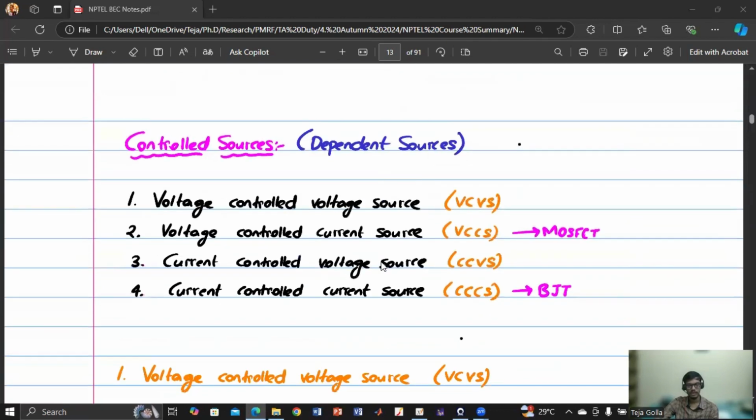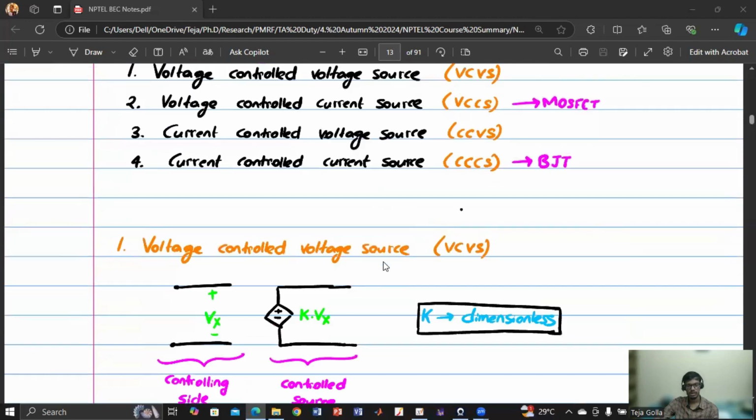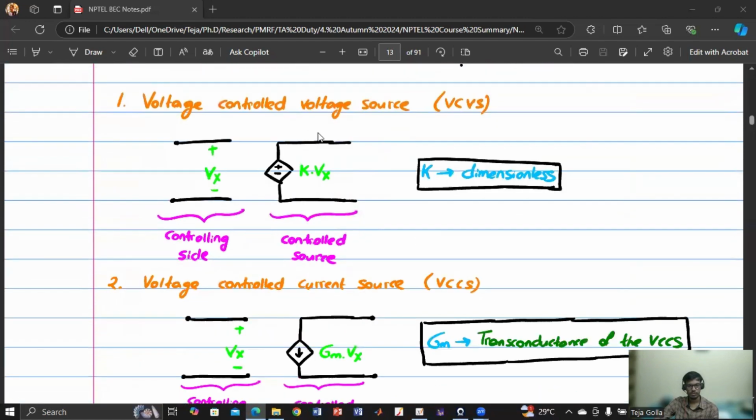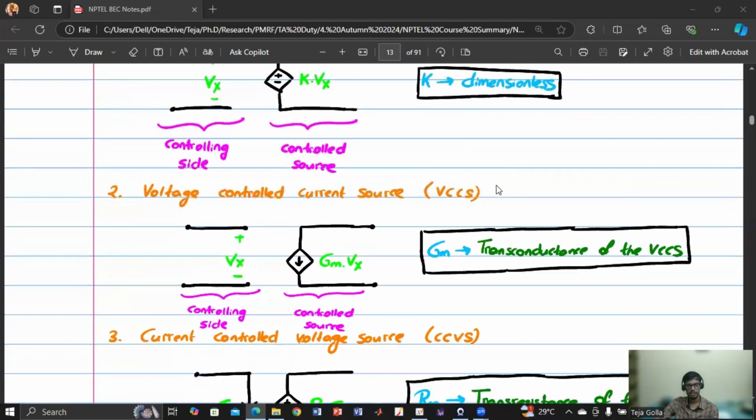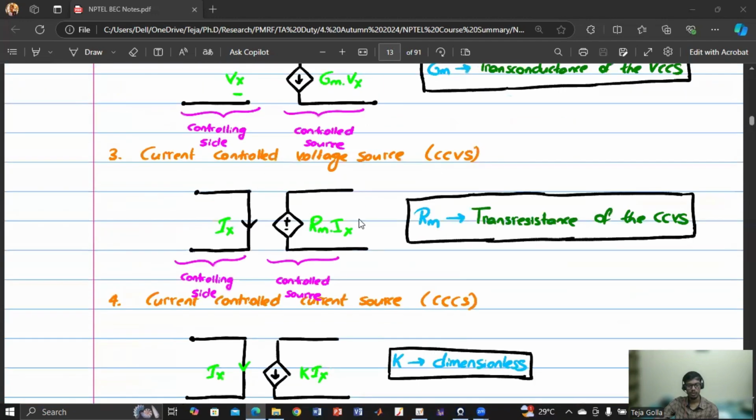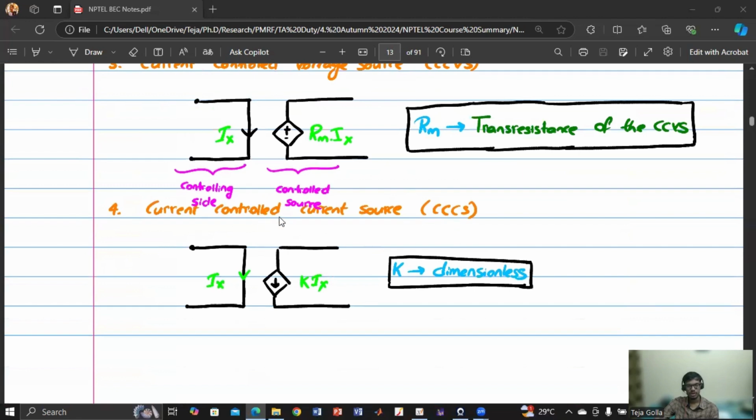Then in this week, we have studied controlled sources: voltage controlled voltage source, voltage controlled current source, current controlled voltage source, current controlled current source. And we have seen the diagrams of these sources. If it is a voltage controlled voltage source, the gain is dimensionless. If it is a voltage controlled current source, the gain has the dimension of transconductance. If it is a current controlled voltage source, it has the dimension of transresistance. If it is a current controlled current source, it is again dimensionless.